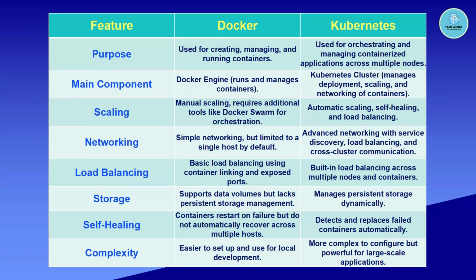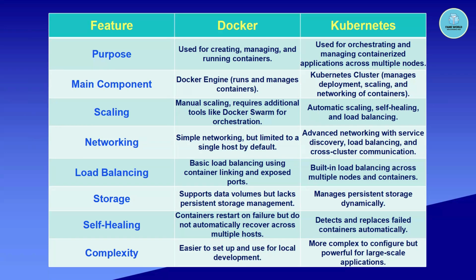Then the self-healing: in Docker, containers restart on failure, but they can't automatically recover across multiple hosts. Whereas in Kubernetes, it detects and replaces failed containers automatically. So Kubernetes is an advanced technology compared to Docker. It has good features, automatic memory management, and automatic healing procedures.